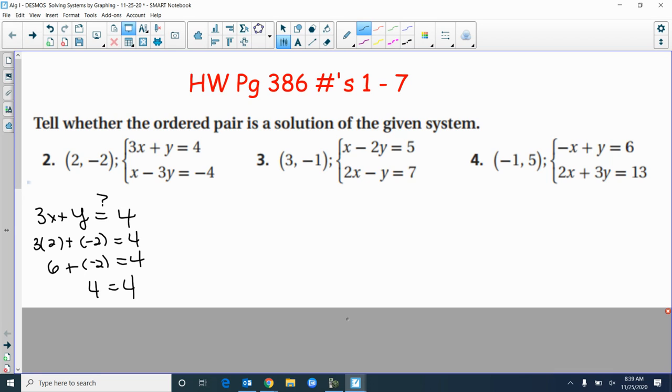Same thing in the other equation. x minus 3y equals negative 4. We're testing it. So 2 goes in here, minus 3 times negative 2 equals negative 4. Negative 3 times negative 2 is positive 6. And 2 plus 6 is 8, equals negative 4. Did you get that, Christian?